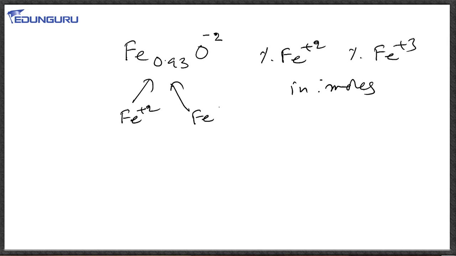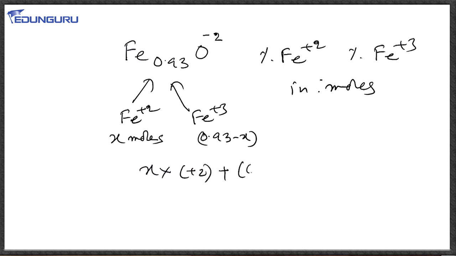So, how can we calculate this? Let us say Fe+2 exists in the compound as x moles. So, Fe+3 will obviously be 0.93 minus x moles. You need only one equation. Now, x into the charge of iron +2, so I will write x into +2, plus (0.93 minus x) into iron's charge +3, plus the oxygen atom, which is 1 atom, so 1 into -2, that is equal to 0.